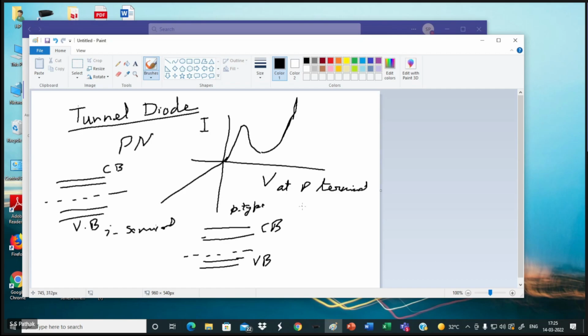Similarly, when I go for the N type, I am doping group 5 elements in it. So this is my CB, this is my valence band VB. The Fermi level comes closer to the conduction band, because here I have doped a majority of electrons. So this is occupied by electrons, and this is occupied by holes, which are hypothetical particles.